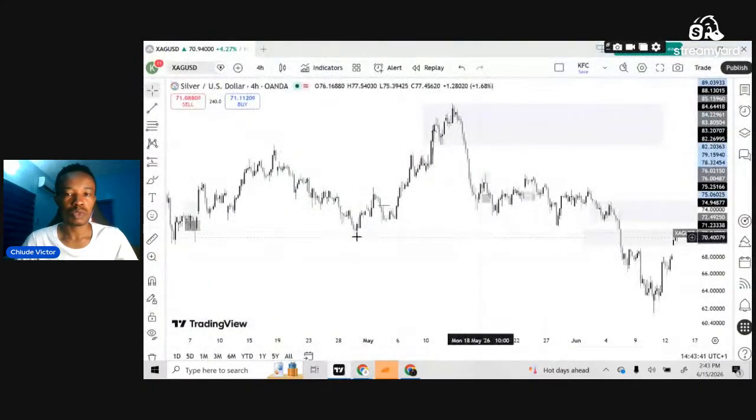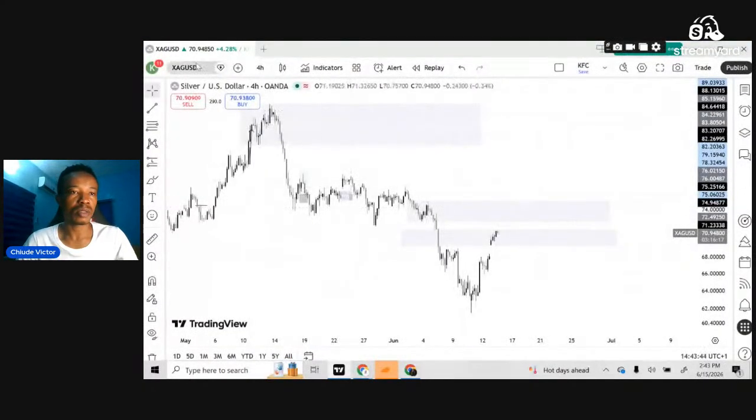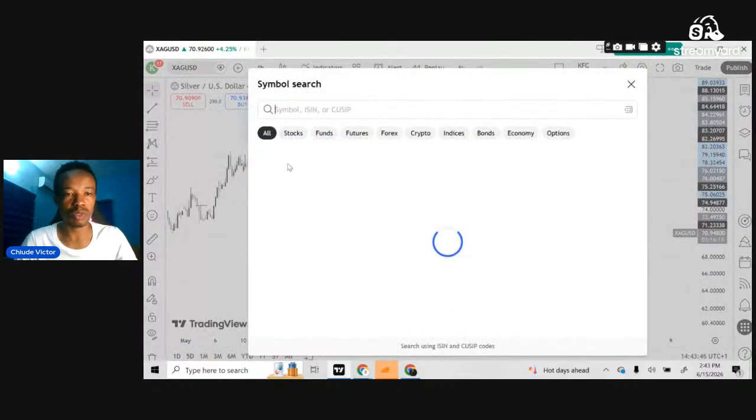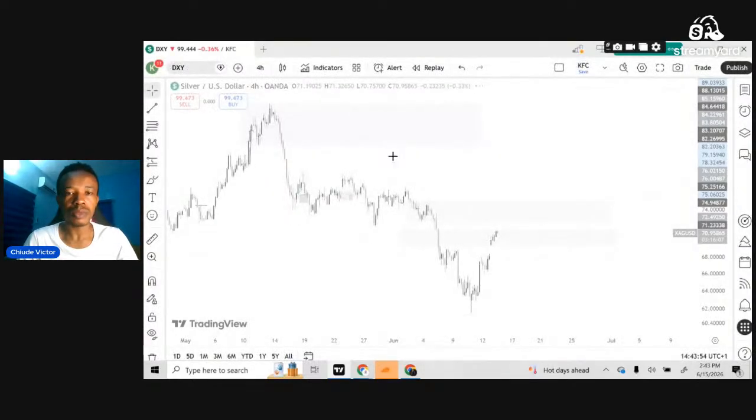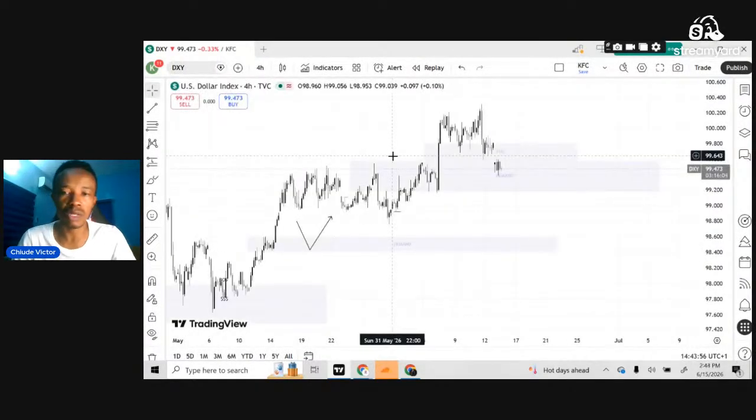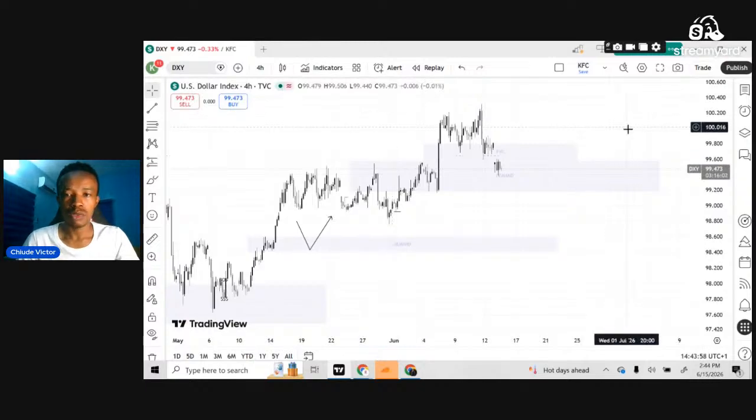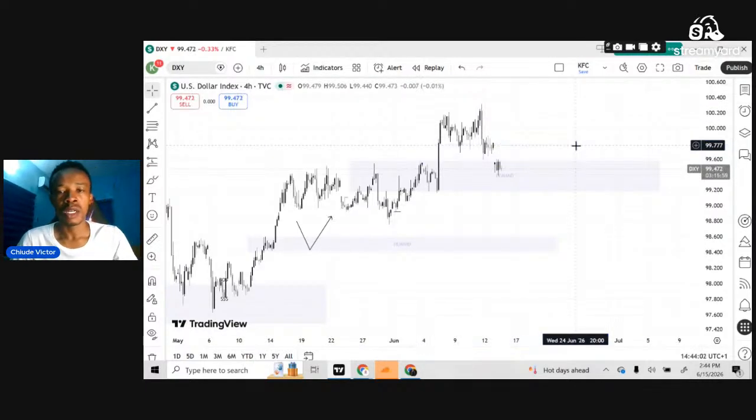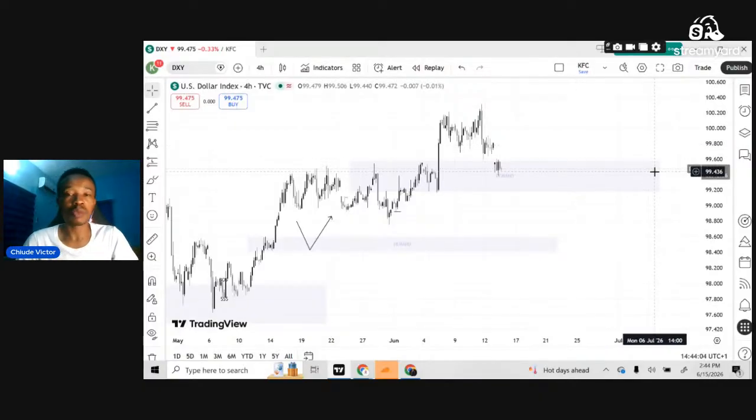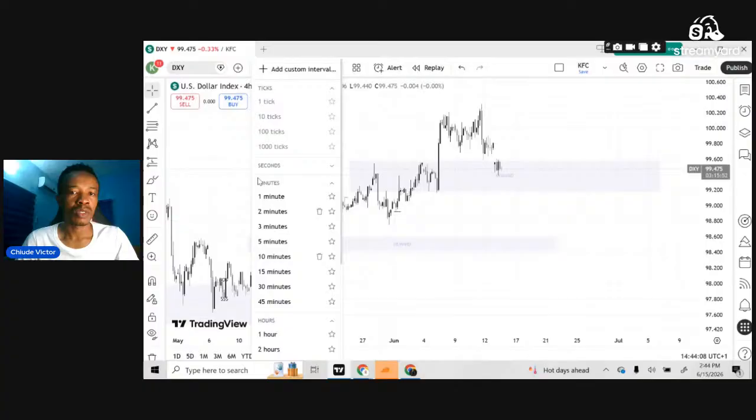So I'm going to now show you what I'm seeing in the market. First of all, I'm going to start with the dollar index, and from the dollar index, I'm going to proceed to the rest of the pairs that we trade. All right, so this is the dollar index. And like I told you, the fair value gap was already mitigated, and the demand zone becomes the very key indicator of side for me.